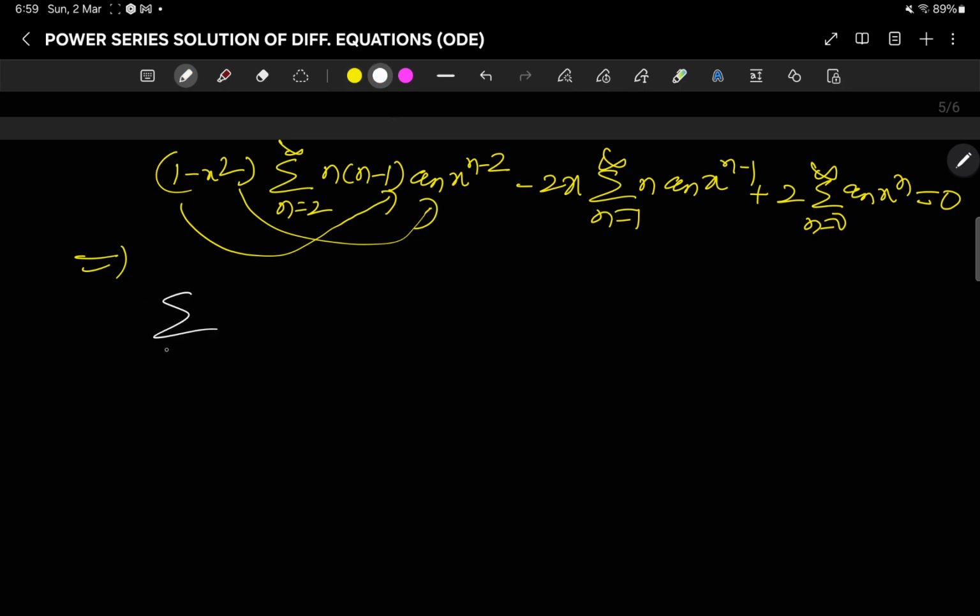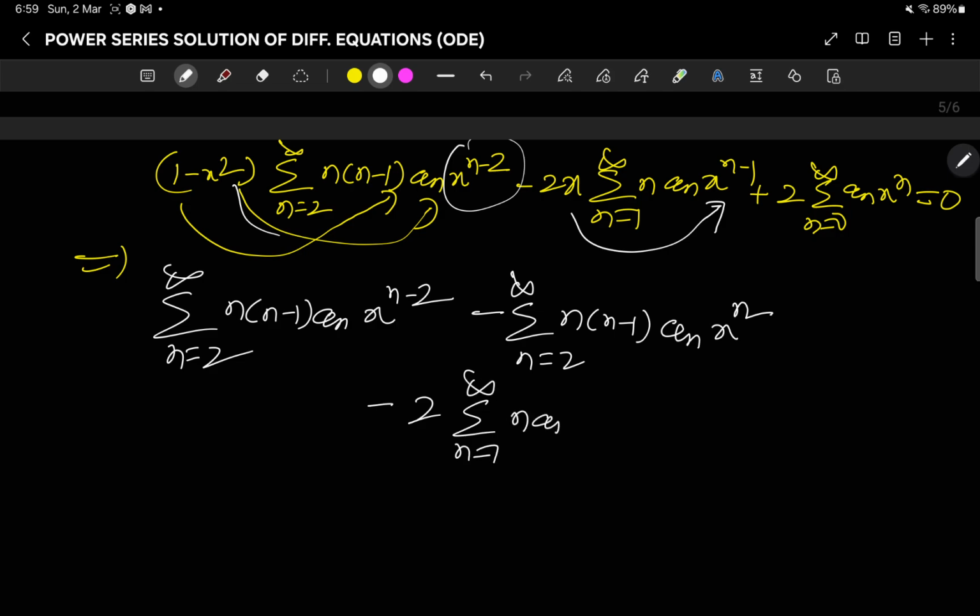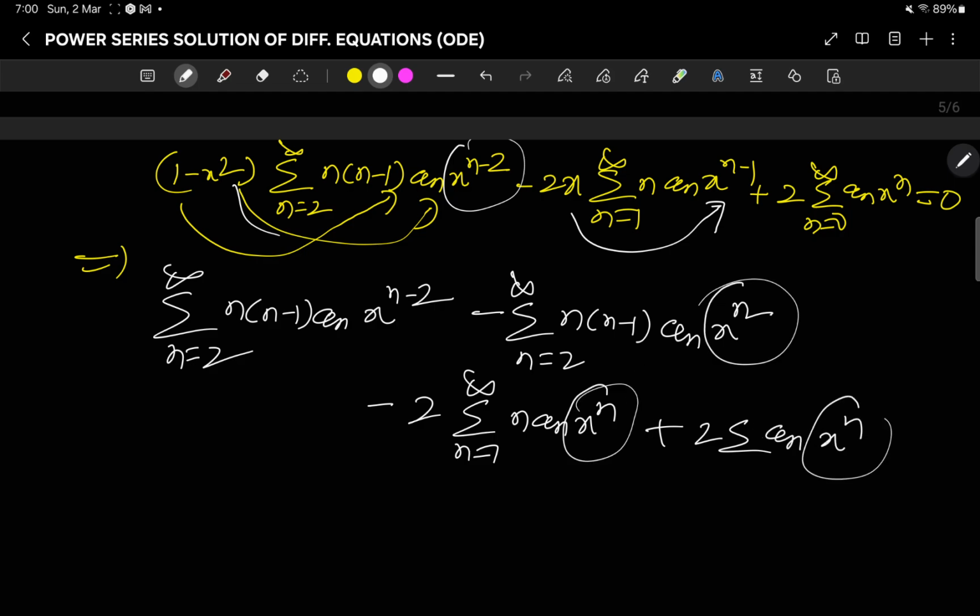So if I multiply 1, the summation n is equal to 2 to infinity n into n minus 1 an x to the power n minus 2, and if I multiply x square, then it becomes x to the power n, minus the summation n is equal to 2 to infinity n into n minus 1 an x to the power n. Accordingly, if I multiply this, it will be also x to the power n, minus the summation n is equal to 1 to infinity n an x to the power n, plus 2 summation of an x to the power n. You see, I collect this x to the power n together.